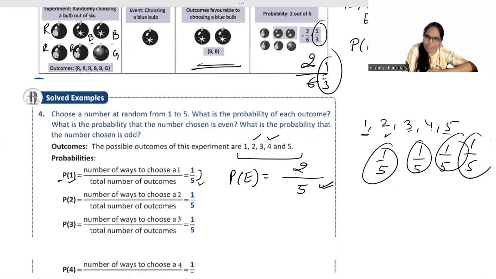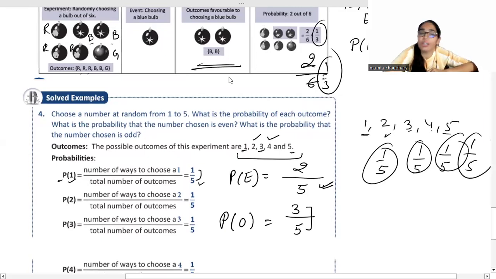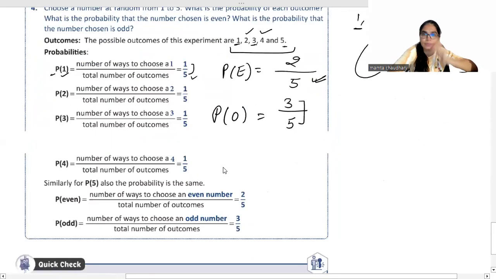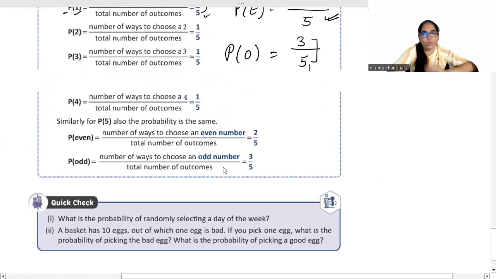So the probability of getting an even number is what? 2 by 5. Now, what is the probability that the number chosen is odd? How many odd numbers are there? 1, 3, and 5. There are 3 odd numbers, and total 5. So 3 by 5. The probability of getting an odd number is 3 by 5. Right?